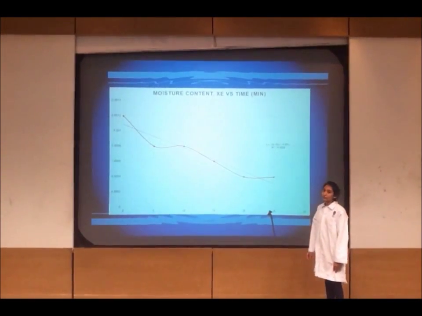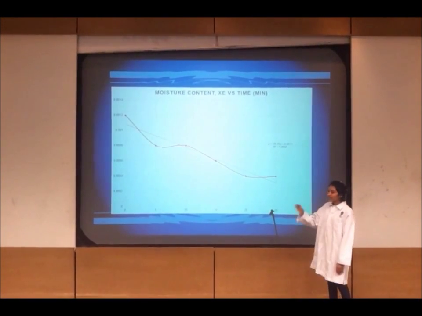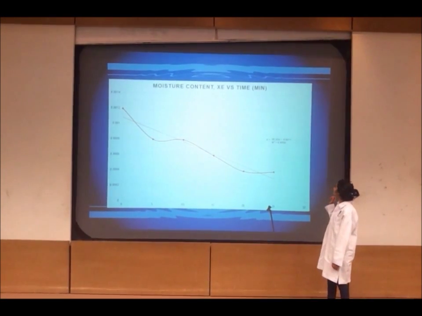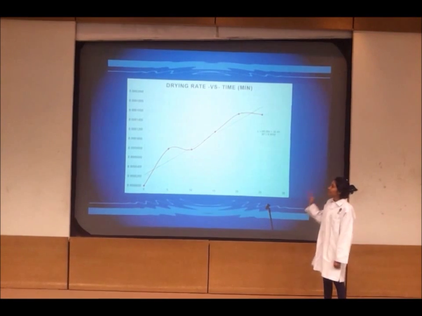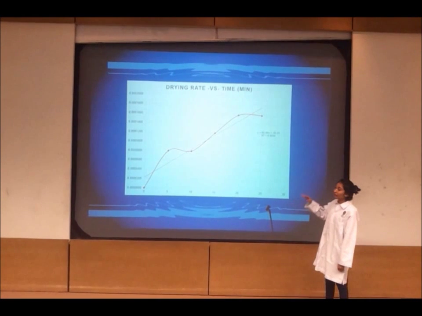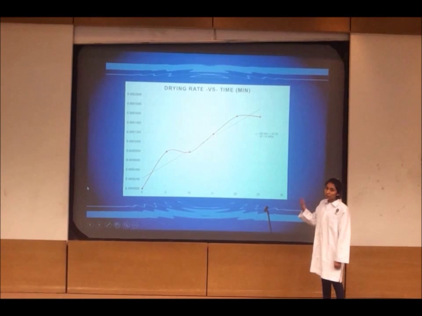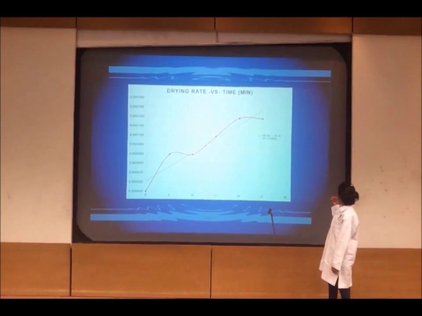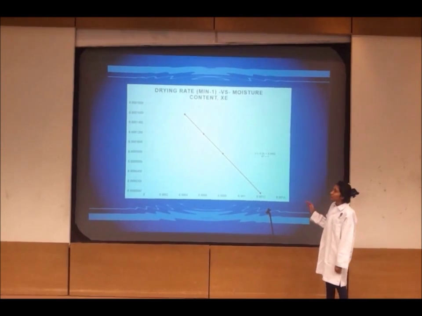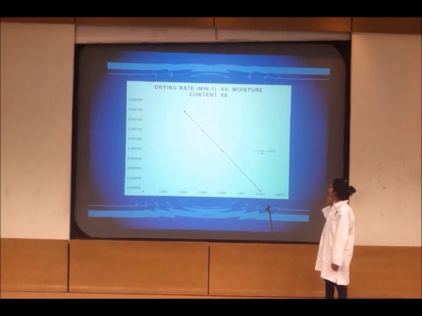So we can see for experiment A, a graph of moisture content versus time was plotted. As time increases, the moisture content decreases. This is another graph for drying rate versus time. As we can see here, as the time increases, the drying rate increases because the moisture of the sand is being removed constantly. For the third graph of drying rate versus moisture content, as the drying rate increases, the moisture content decreases.